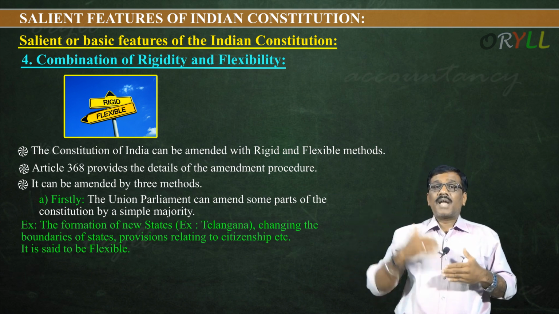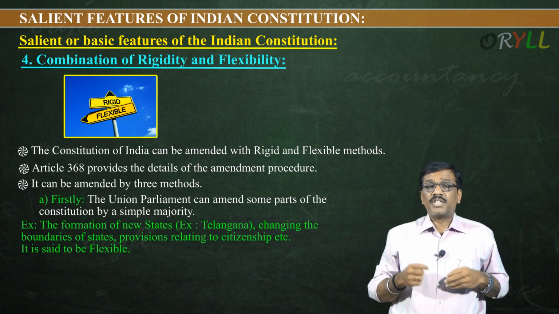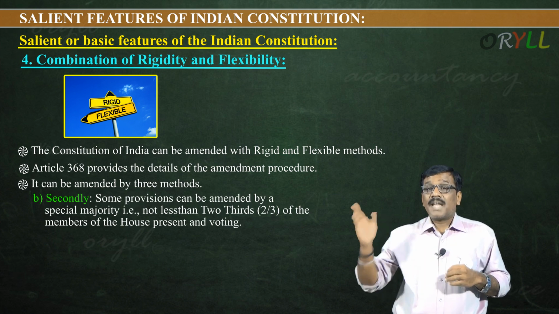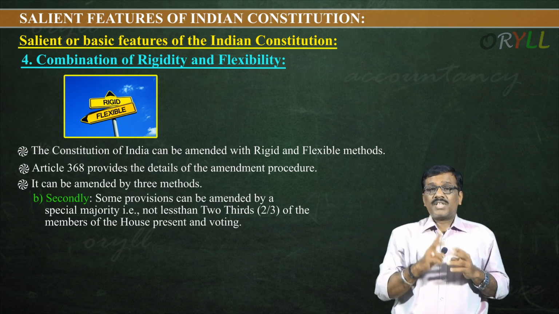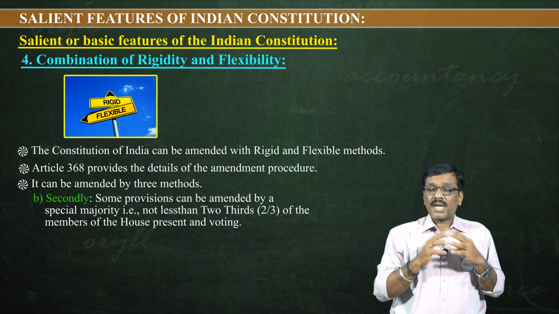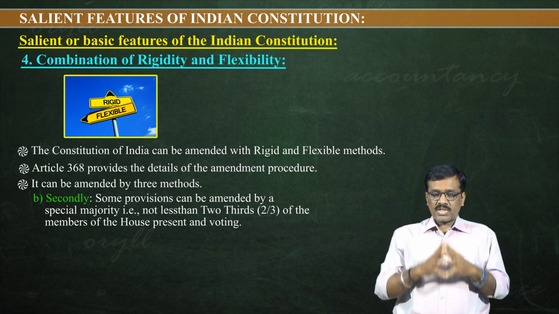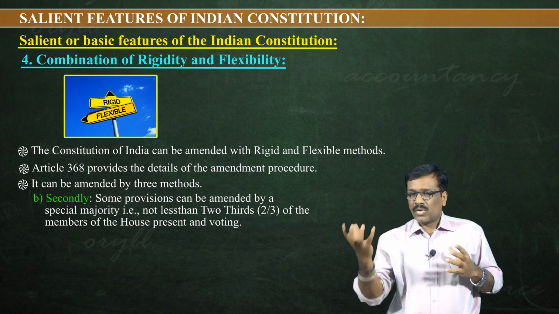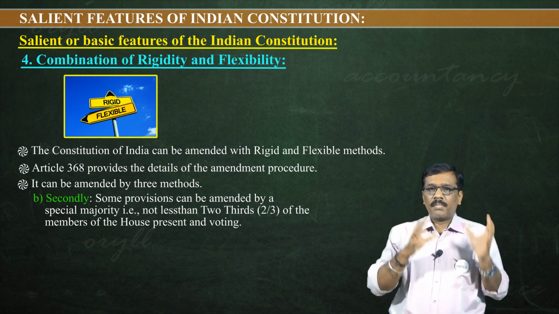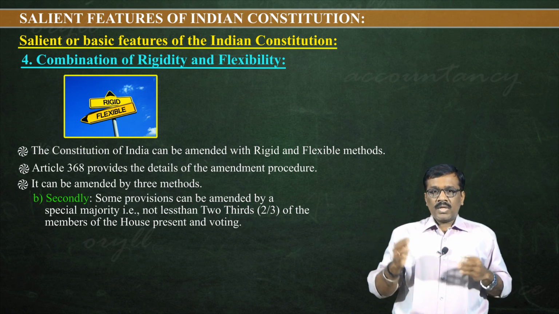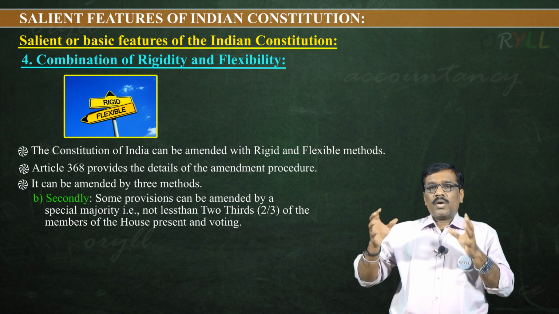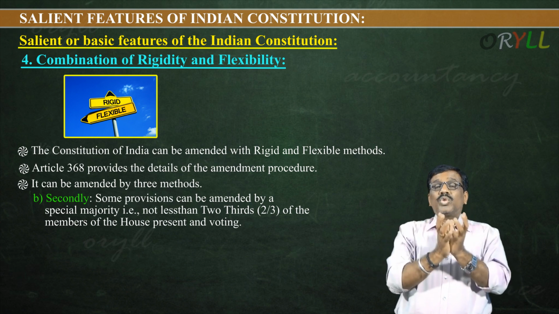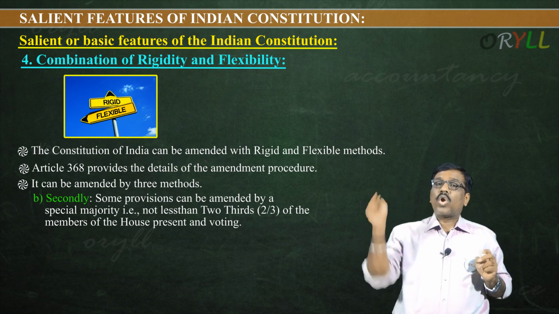And there is another method known as special majority. Secondly, some provisions can be amended by a special majority, that is not less than 2/3 of the members of the house present and voting. Let me explain what this special majority is. At the central level, you have the Lok Sabha and Rajya Sabha, with memberships of 542 and 250. When I say special majority, see how many are present in the house on that day. Of those, 2/3 should be present and they all should vote.